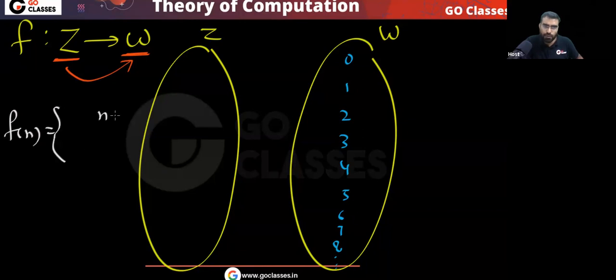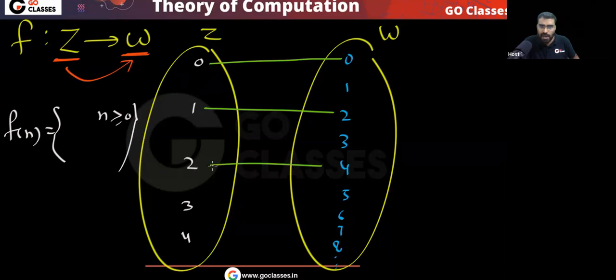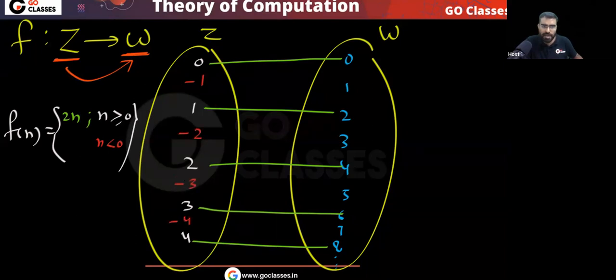If your n is already greater than or equal to 0, for example 0, 1, 2, 3, 4, what will I do with that? I will map it to 2n. Yes or no? And if your n is less than 0, like minus 1, minus 2, minus 3, minus 4, then what am I doing? I'm doing minus of 2n plus 1. Is this clear? Please tell me.